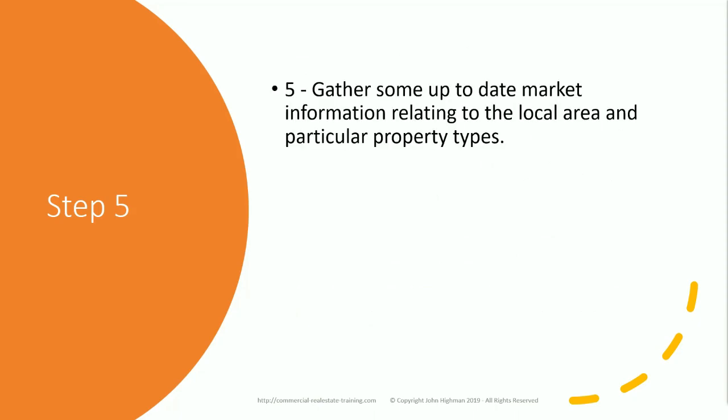Step number 5. Gather some up-to-date market information relating to the local area and the particular property types. So what is that market information that you can gather? Well, it could be prices, rents, time on market, marketing methods, inquiry, the comparable properties in the location. All of these sorts of things are valuable when it comes to engaging with clients and prospects across the telephone or in a meeting. Gather that up-to-date market information and use it.